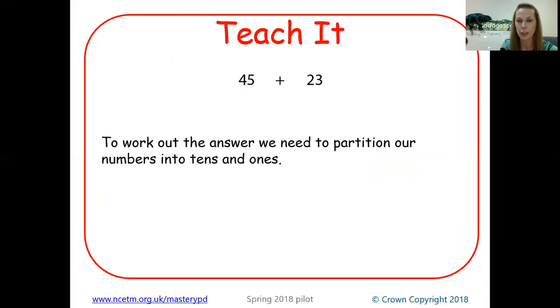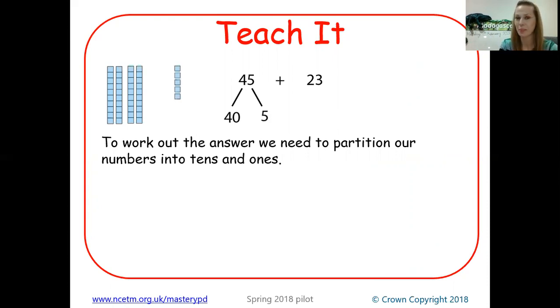Okay, so let's have a look at what we've got here. We've got 45 add 23. So we're going to partition each number. So 45, if we split that, how many tens would we have? We'd have 4 tens, and 4 tens are 10, 20, 30, 40. Okay, there we go. And there's my 4 tens in a picture. And we'd have 5 ones. And there are my 5 ones.